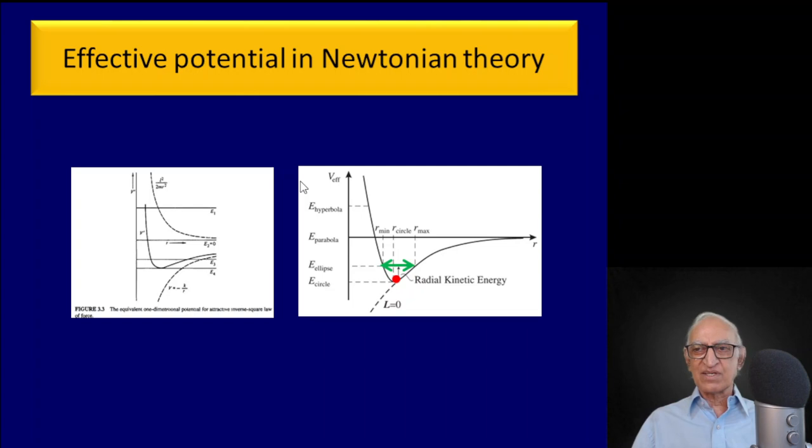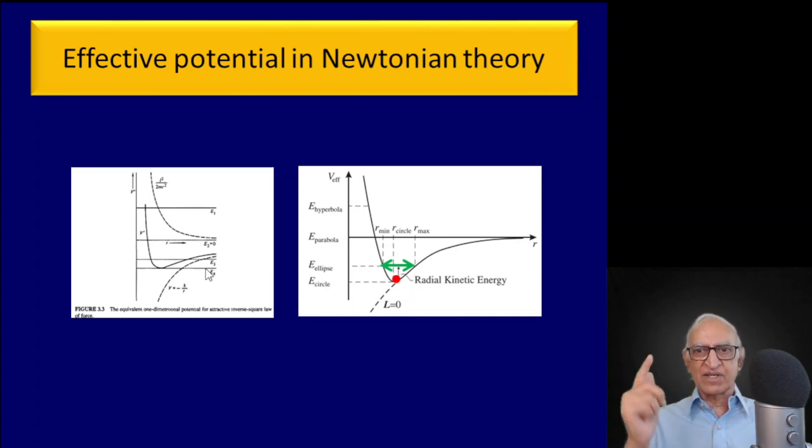Now, I want to introduce something called the effective potential. Let's first discuss the effective potential in Newtonian theory. What this effective potential is simply the following. Let's look at the diagram on the left. Plotted on the y-axis is the potential energy against the distance. This curve is the repulsive potential due to the angular momentum. And this dashed curve is simply the 1 over r gravitational potential well.